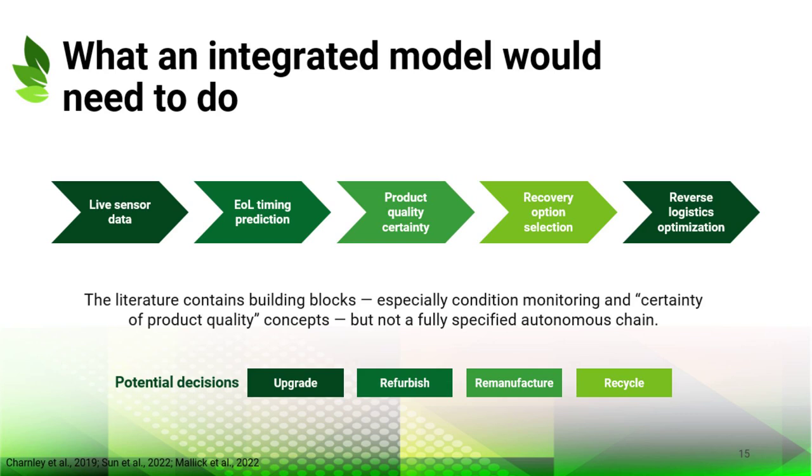Based on those predictions, the model would select recovery options and optimize reverse logistics, including collection, routing, facility use, and timing. The chapter shows that pieces of this logic already exist, but they are not yet combined into a mature autonomous system. This chain would make circular recovery more timely and precise operationally.